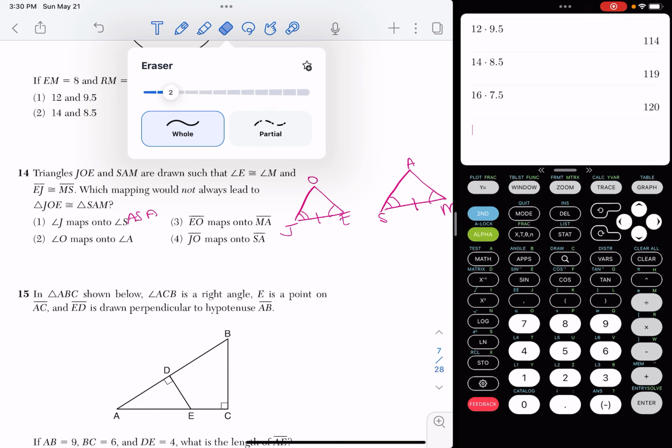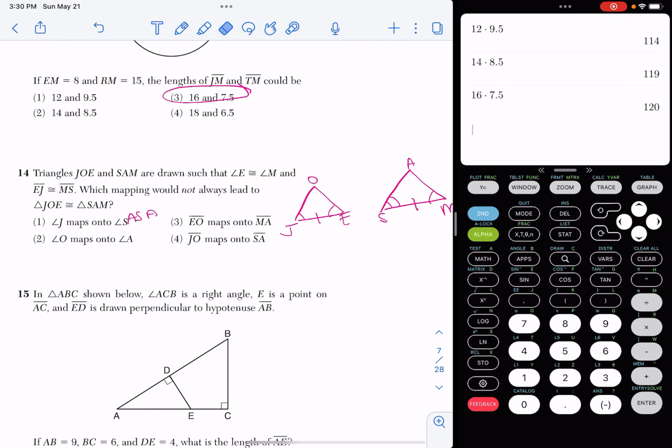Okay. For the next one, I'm just going to erase those markings as I go through each choice. Choice 2, O maps onto A. Let's say I have those markings. That looks like angle, angle, side. That's a valid method, so choice 2 looks okay to me. Choice 3, EO maps onto MA. That looks like side, angle, side, so that one works. That's a method of proving triangles are congruent.